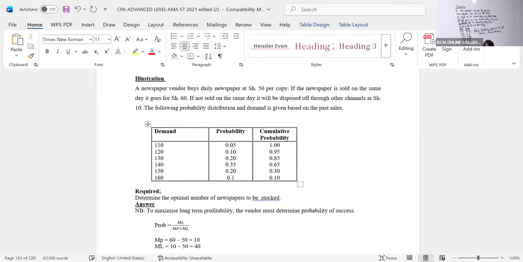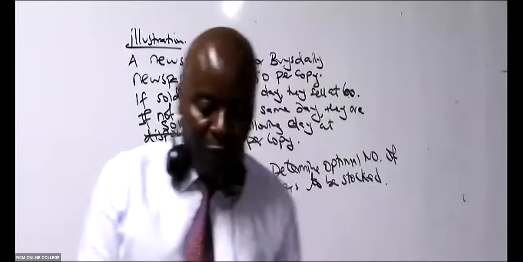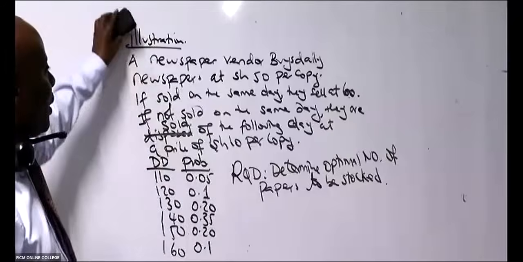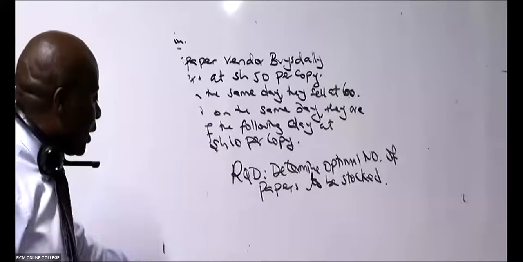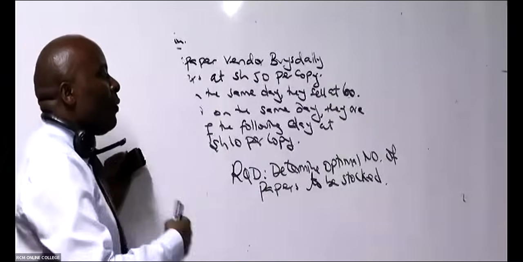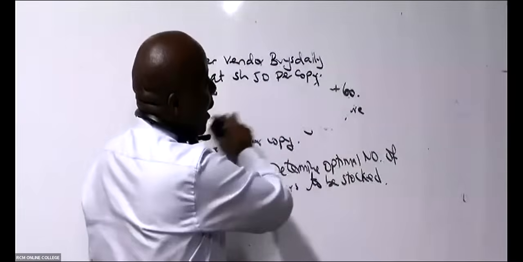So the first thing that you're supposed to know is that this is a perishable commodity. This gentleman will buy these newspapers on the very same day. If he's lucky to sell all of them, then he'll sell each one of them for 60 bob. But in the event that he's not able to sell them, these items will lose significant value. He will sell them the following day for only Kenya shillings 10.